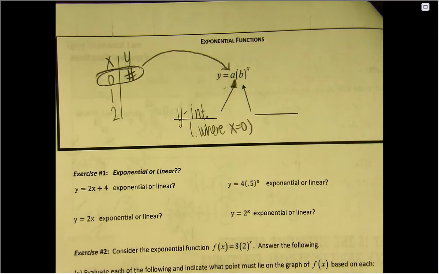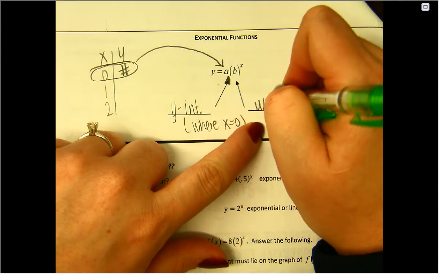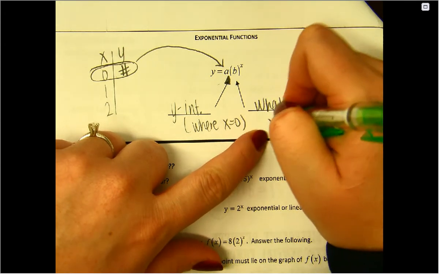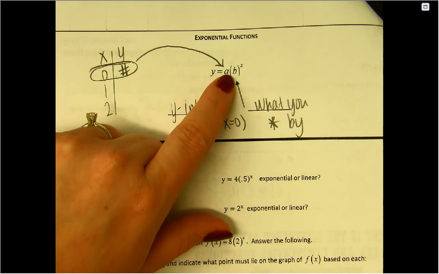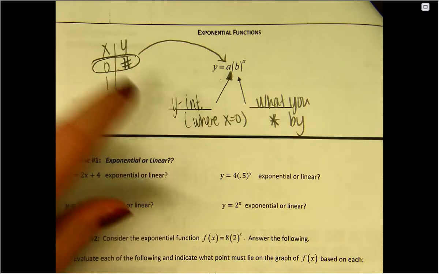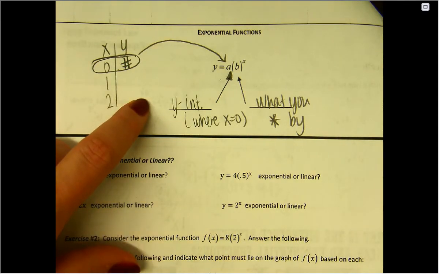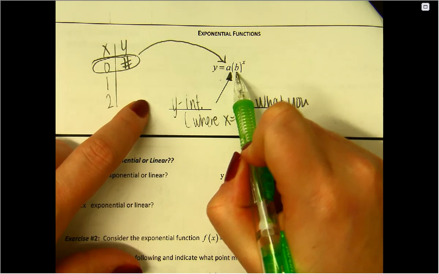Okay, so it's the y value where x equals 0. B, well, this is what you multiply by. So I would start with my y-intercept, and then the next number, like in the first example, if I said times 2, times 2, times 2, I'm saying times 2, that means it's going to go right here in the B.